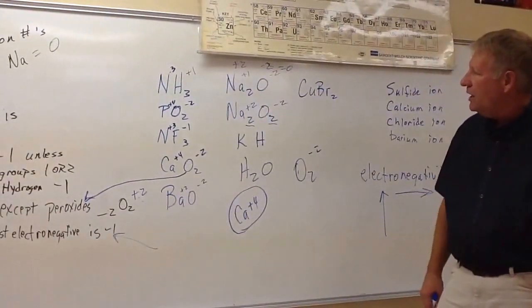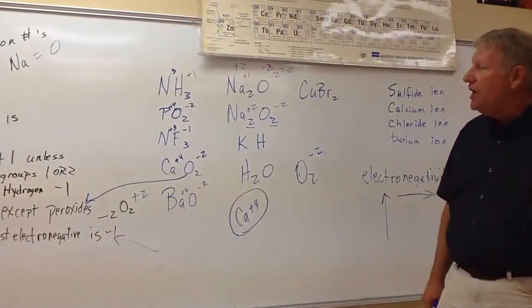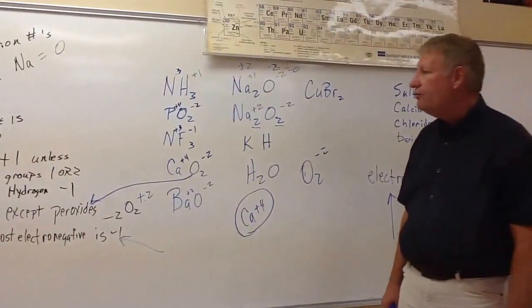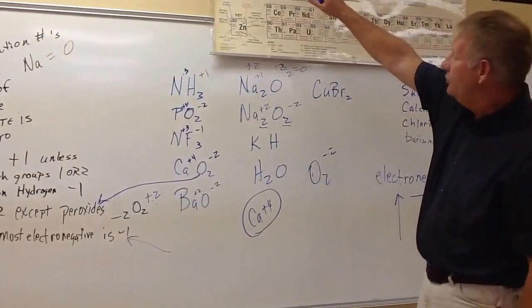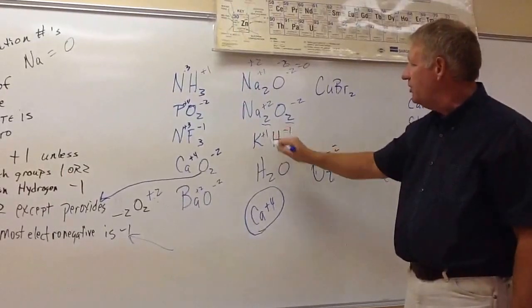Now let's do KH. So once again, we look at it. We say, okay, does it have a hydrogen? Oh yeah, it has a hydrogen. So what's hydrogen? +1 unless it's in groups 1 or 2. Is K in group 1? And the answer is yes. Oh, so that makes this a -1. So that makes that a +1.